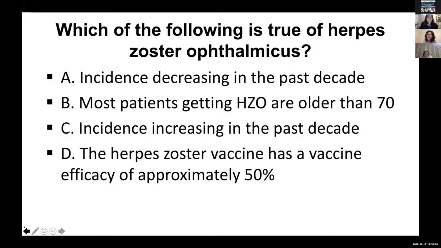Which of the following is true of herpes zoster ophthalmicus? A, the incidence of HZO is decreasing in the past decade. B, most patients getting herpes zoster ophthalmicus are older than 70. C, the incidence is increasing in the past decade. And D, the herpes zoster vaccine has a vaccine efficacy of approximately 50%. Yeah, that is correct. So very nice job, everyone.